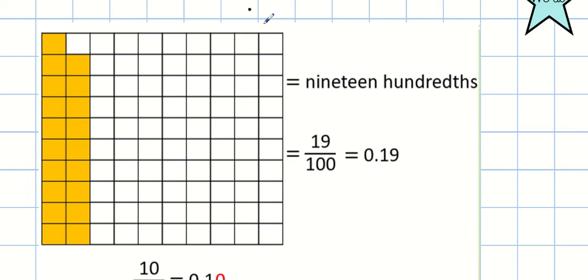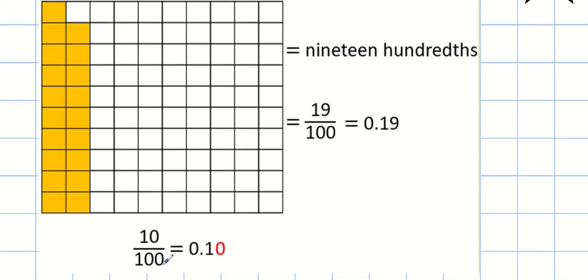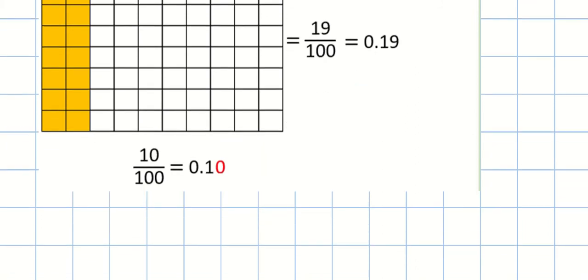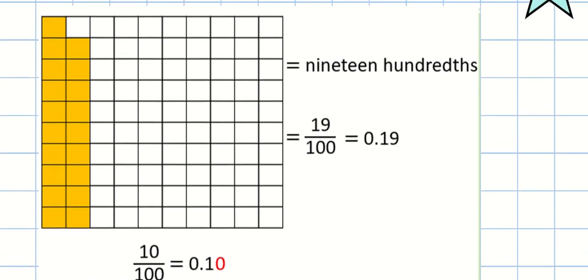And this square is out of 100, and we have 19 squares shaded. So we have 19 squares shaded out of 100, which equals 19 hundredths, or as a fraction, 19 hundredths. So therefore, if 10 hundredths equals 0.1, because we know 1/10 is the same as 10 hundredths, then 19 hundredths is going to equal 0.19. So that's how we'd represent that one, as a decimal.